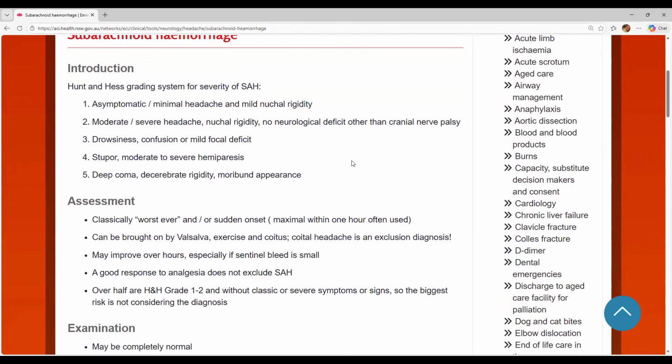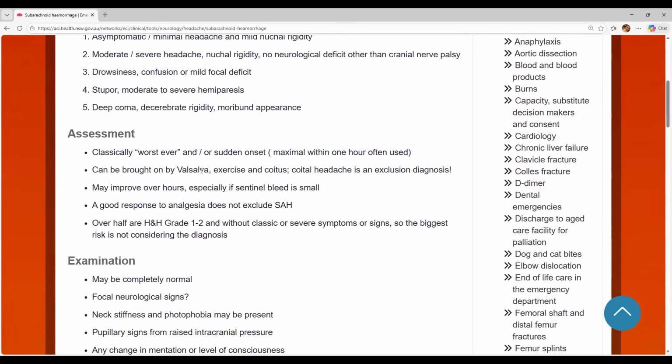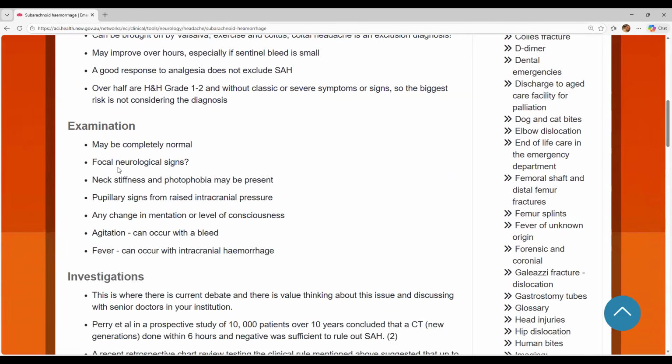How do we assess? Classically, worst ever or sudden onset should put you on red alert that it could be a subarachnoid hemorrhage. Can be brought on by the Valsalva exercise. A good response to analgesia does not exclude subarachnoid hemorrhage, could be a small one that can lead to a big bleed later on. Examination can be normal because it develops over time, right?